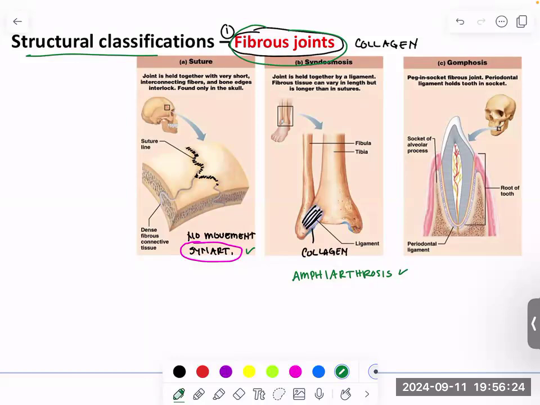One of my favorite ones, because of the name, is gomphosis, because those are the ones where your teeth are attached to your maxillae and your mandible. They're made of short collagen fibers. They're not designed to move very much. No movement. Synarthrosis.